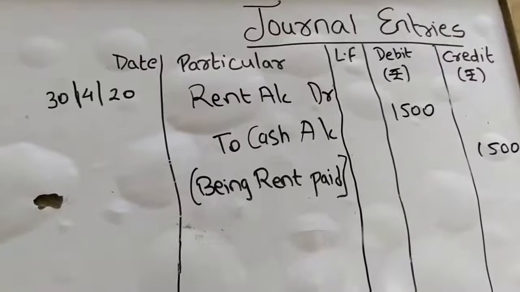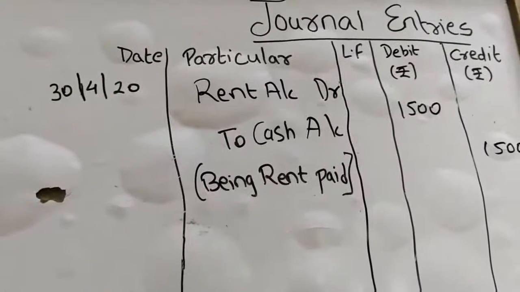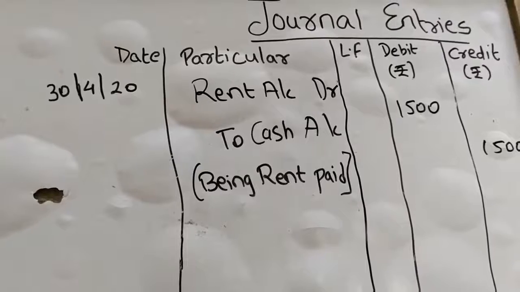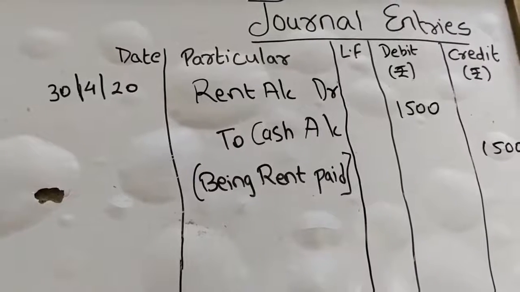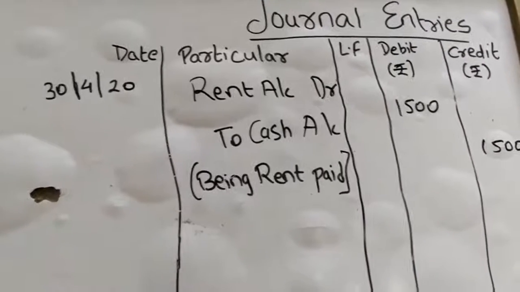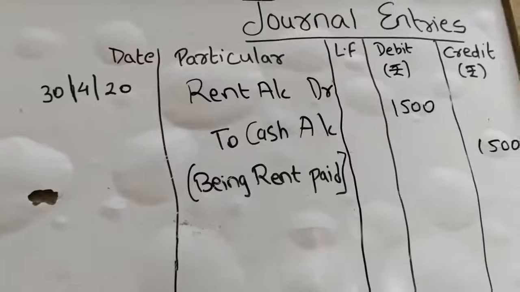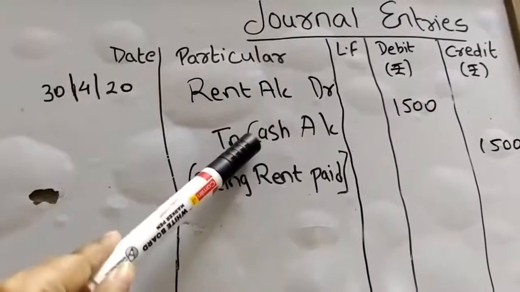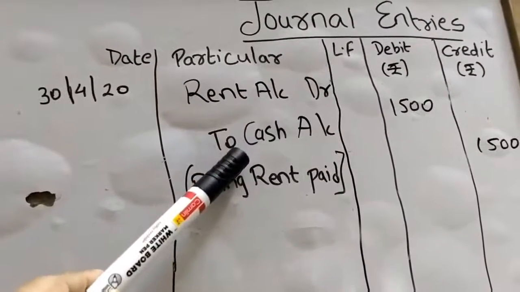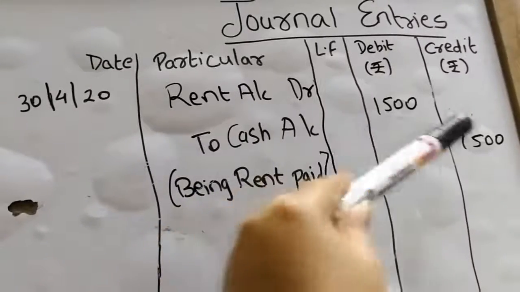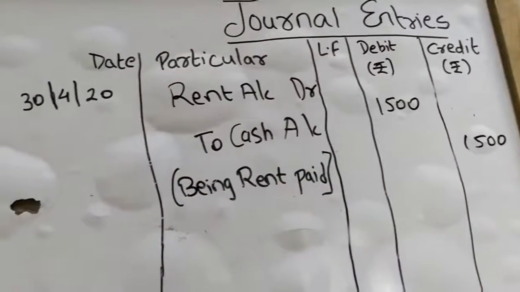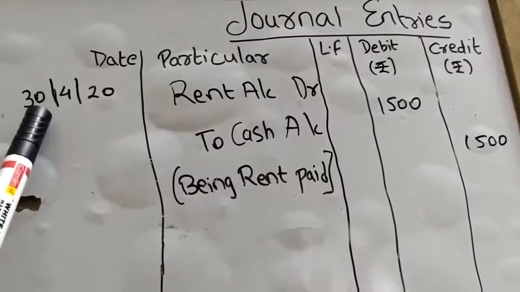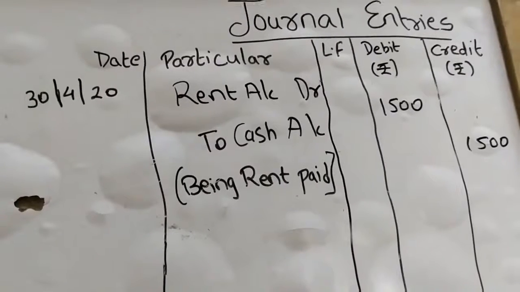On the contrary, the other rule which has been used is debit what comes in and credit what goes out. So what is going out of the business? Cash. We are paying cash, ना? So वो बाहर जा रहा है, कैश हम पे कर रहे हैं तो वो बाहर जा रहा है, इसलिए हम उसे क्रेडिट कर रहे हैं. What's the amount? 1,500. And what's the narration? Being rent paid. And here's the date.